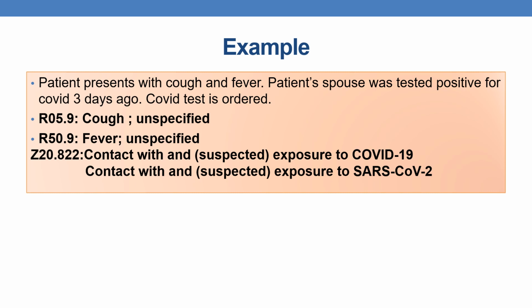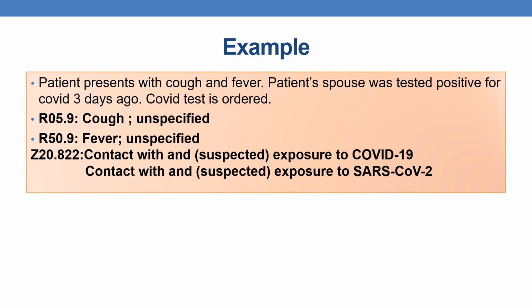Now let us see an example. Patient presents with cough and fever and the patient's spouse was tested positive for COVID 3 days ago and COVID test has been ordered for the patient. Here, patient is not diagnosed with COVID. He is having symptoms and he has contact with and suspected exposure to COVID-19 because his spouse was tested positive.